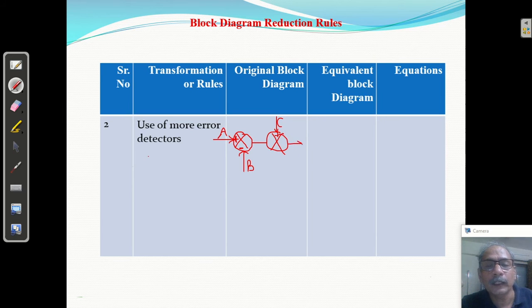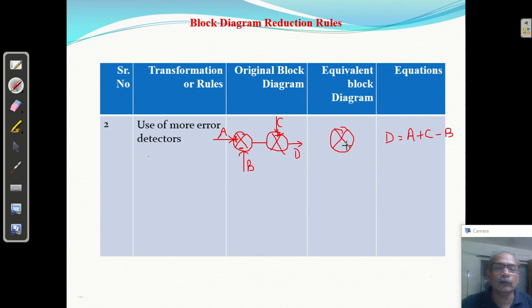So what is the output here? Let the output be D. From here, what is the equation? D equals A minus B plus C, that is, A plus C minus B. That is the output. Each error detector has four possible ports. One is reserved for the output, and how many inputs are there? One, two, three. So in place of two detectors, you can use only one detector.